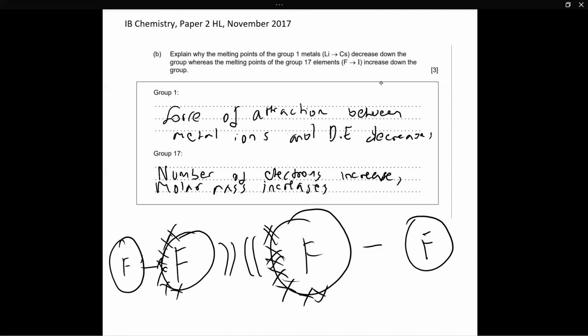And this leads to stronger London dispersion forces. LDF, I'm going to keep it as London dispersion forces, but please do not write short forms in the exam, write out the full thing. I have written the short form because I don't have enough space, but don't forget to write the full form in the exam. Hopefully you've understood this.